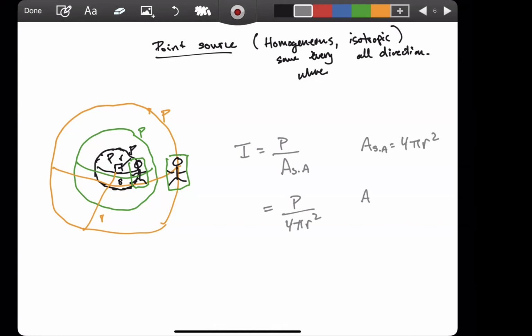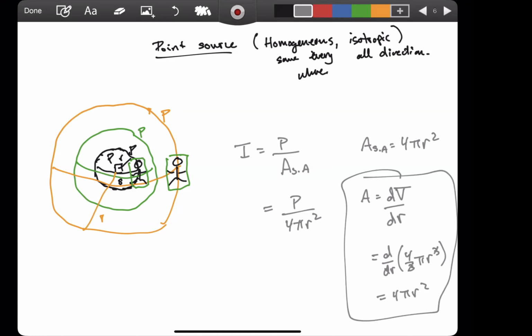Or the other way to think about it is that the surface area is equal to the derivative of the volume with respect to position. So this is the same thing as the derivative with respect to position of 4/3 pi r cubed. When I take the derivative, this kills this, which gives me the 4 pi r squared. So this is the surface area, right? So this is then the intensity.